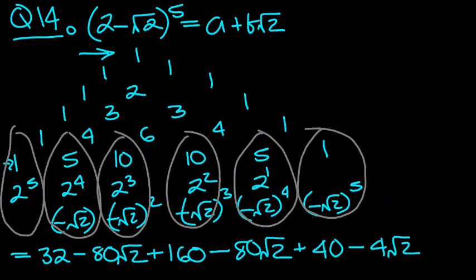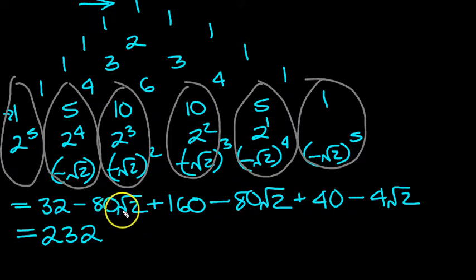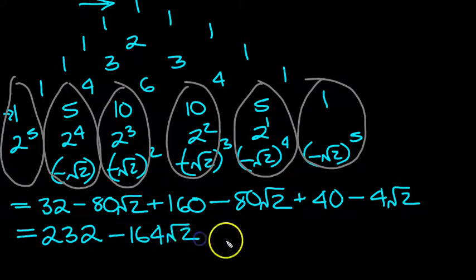So let's just work out what that is then. We should have 6 terms, which we have. So let's tot up the numbers. 32. 160 and 40 is 200, see it? And then 32 more, so that's 232. And then you've got minus 80, minus another 80. And then minus 4, lots of root 2. So that's minus 164 root 2's.